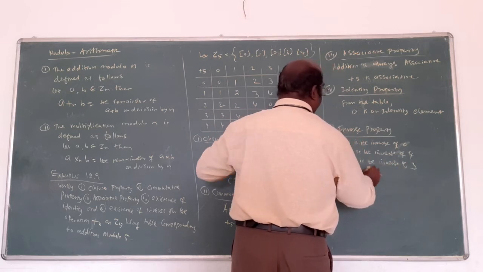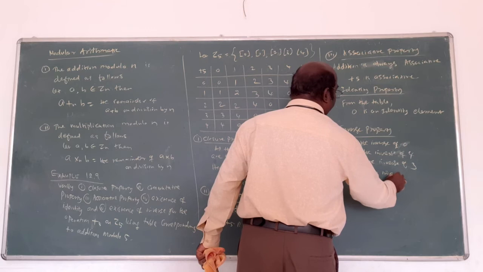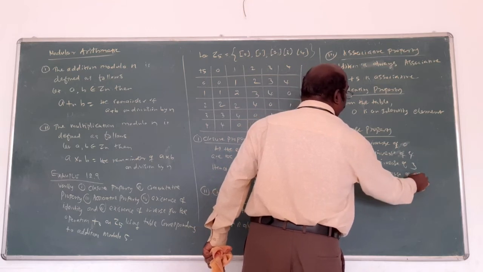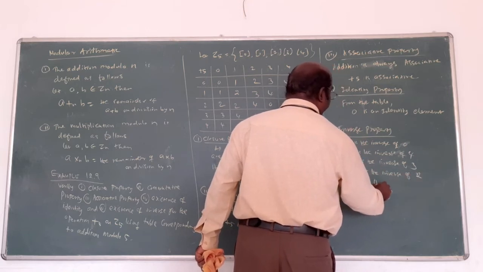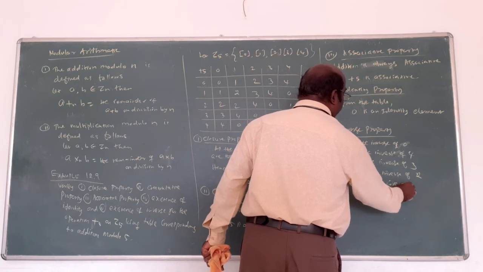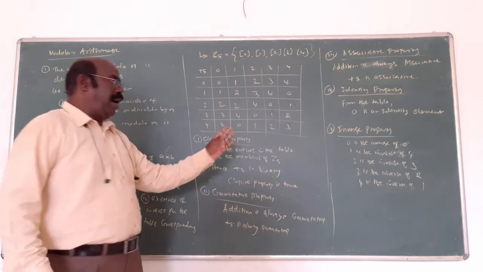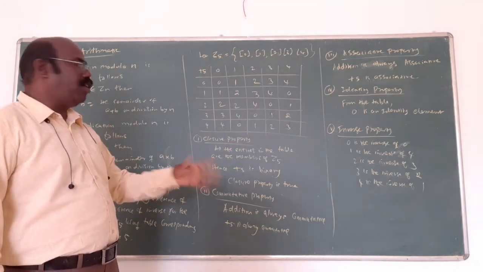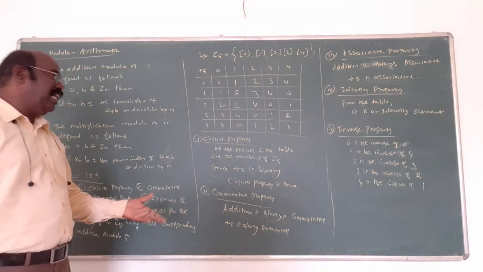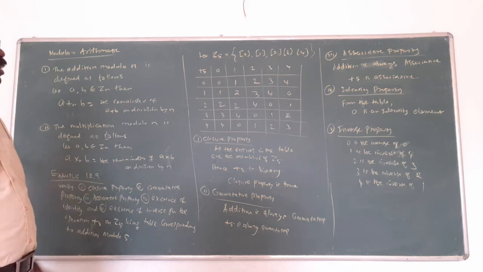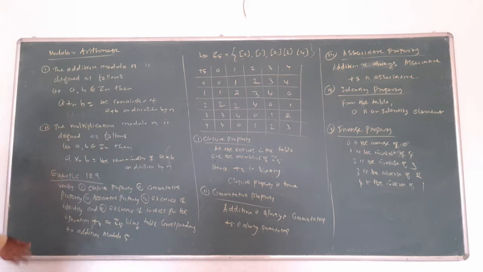Next, 3 is the inverse of 2. 4 is the inverse of 1. That's all. Am I right? Adding together we get 5. Then only the remaining 0 will come. That is, 0 is the identity element. This is the answer. Only 5 parts are asked, you know.